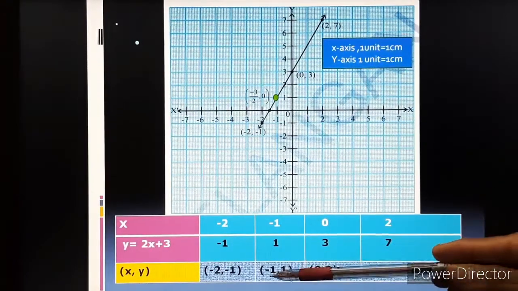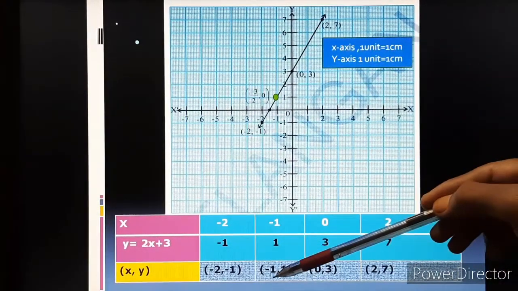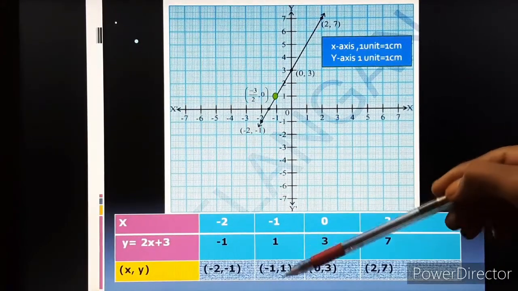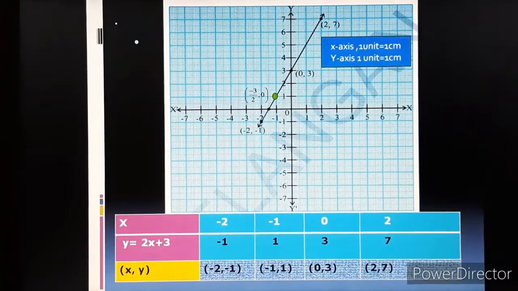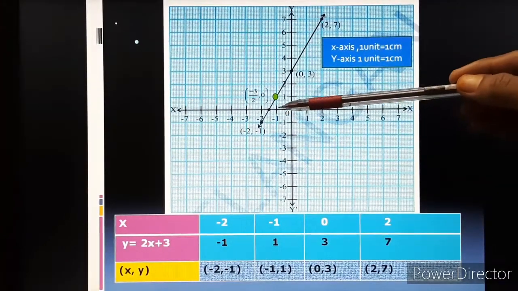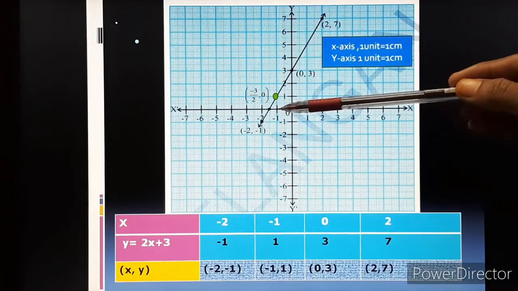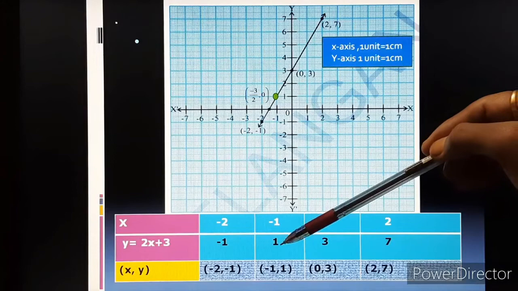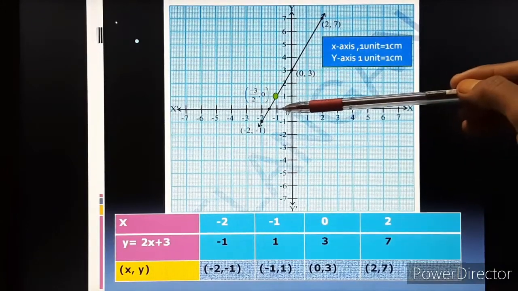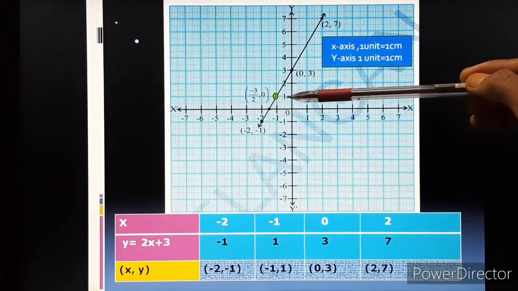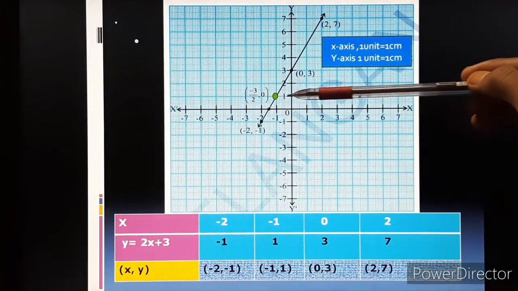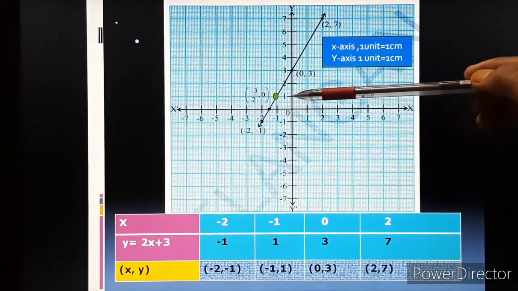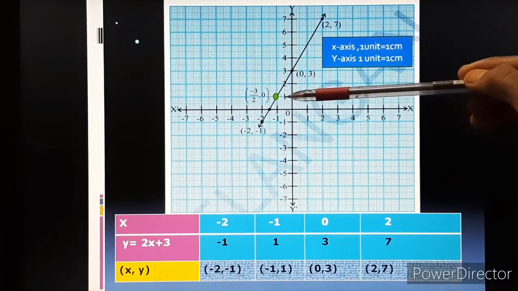Now, minus 1, 1. When the x coordinate is minus 1, the y coordinate is 1. Here the x coordinate is minus 1. What do we get here? The y coordinate is 1. This is minus 1, this is 1. Where do these two intersect? At this point, minus 1 and 1.